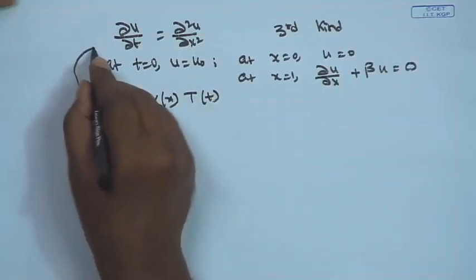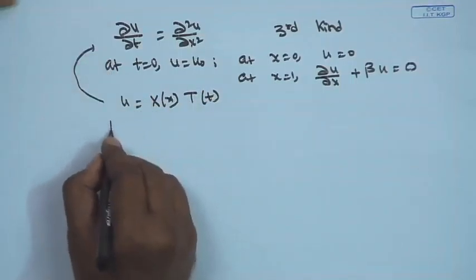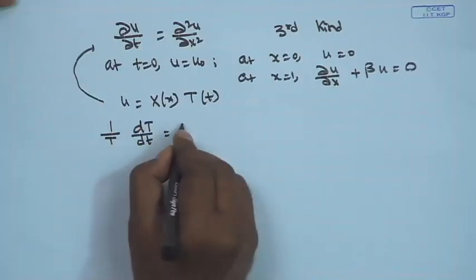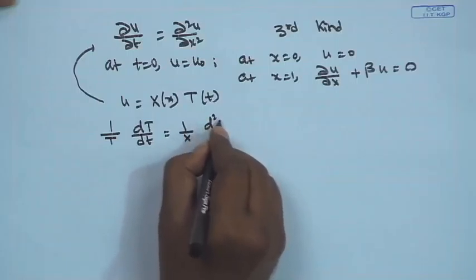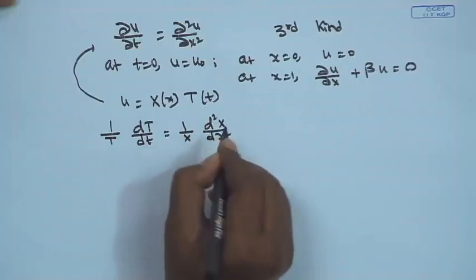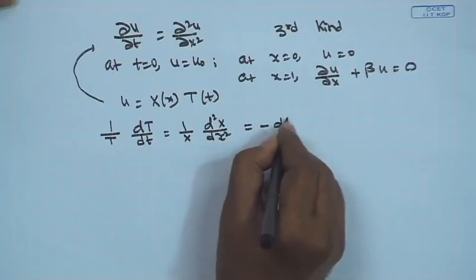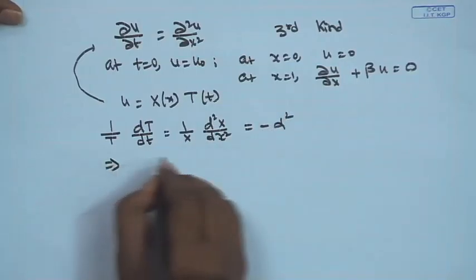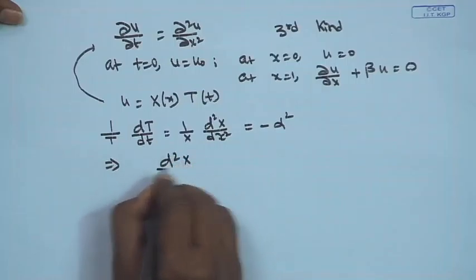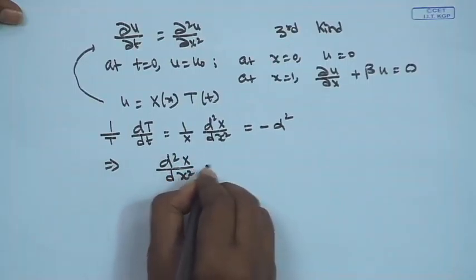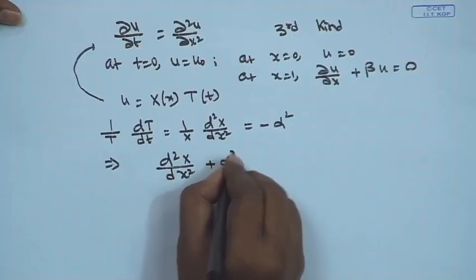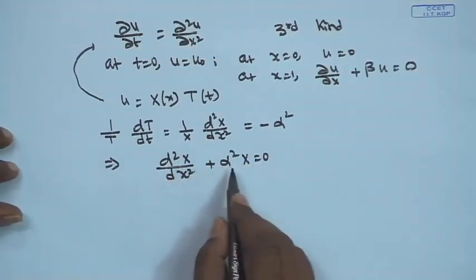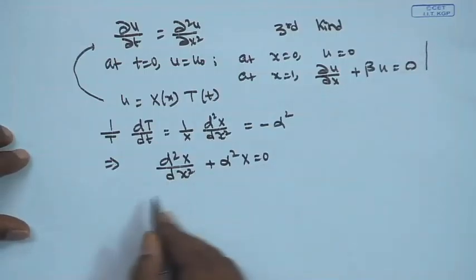After putting these in the governing equation and by separating variables, one will have (1/T) dT/dt equal to (1/X) d²X/dx². Again, this will be equal to minus alpha squared, and we will have the eigenvalue problem in the spatial direction, in the x direction, as d²X/dx² plus alpha squared X is equal to 0, and the boundary condition of the spatial varying part will satisfy the boundary condition of the original problem.